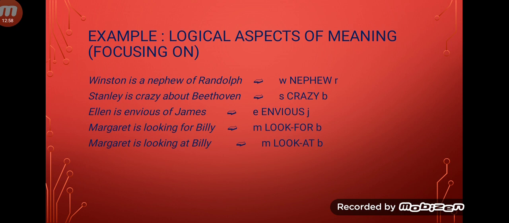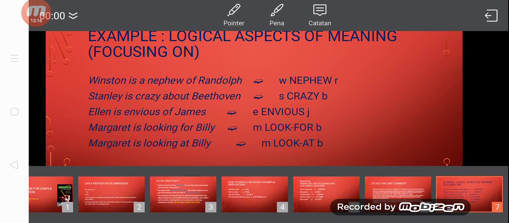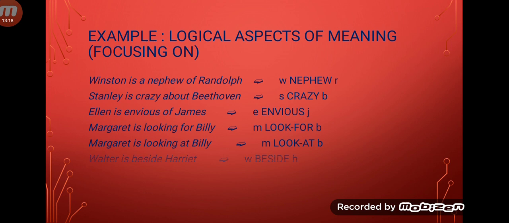Margaret is looking at Billy. Margaret we just write m as the initial, and then looking at, we write look at as a verb first form for the predicator of the sentence, and then Billy b. Walter is beside Harriet. Walter, we write w, and then beside becomes the predicator, and then Harriet just write h.